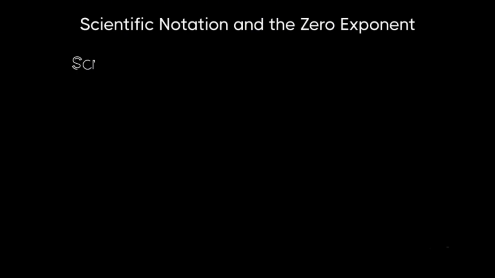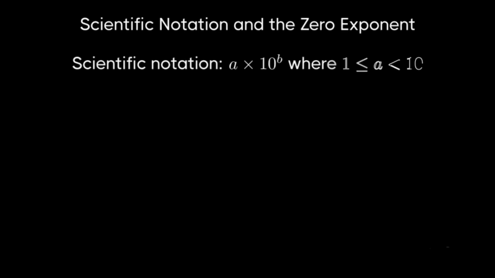Scientific notation is a powerful way to express very large and very small numbers in a concise format. Today, we'll explore how the zero exponent rule plays a crucial role in this system. In scientific notation, we express numbers as a coefficient a multiplied by 10 raised to a power b. The coefficient a is always greater than or equal to 1, but less than 10. This gives us a standardized way to write all numbers.